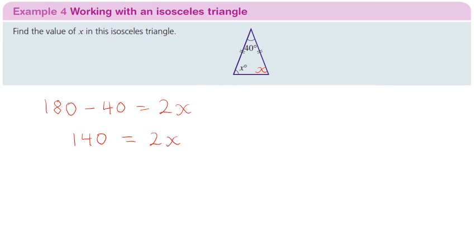So to figure out what 1X equals, I need to divide by 2. So 140 divided by 2 equals 70. So 70 equals X. If you're not sure if it's correct, you could add it up. So 70 plus 70 plus 40, yep, that equals 180.